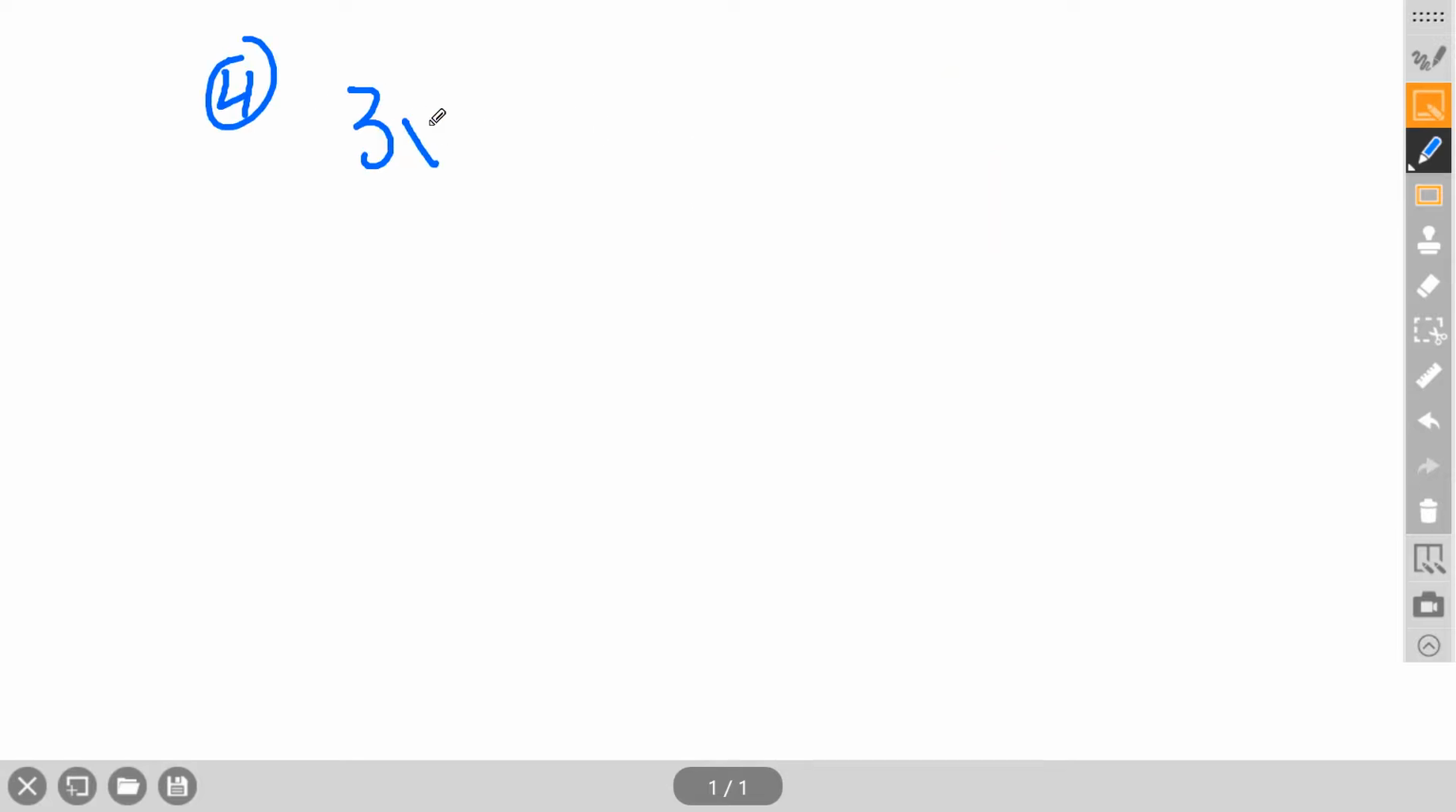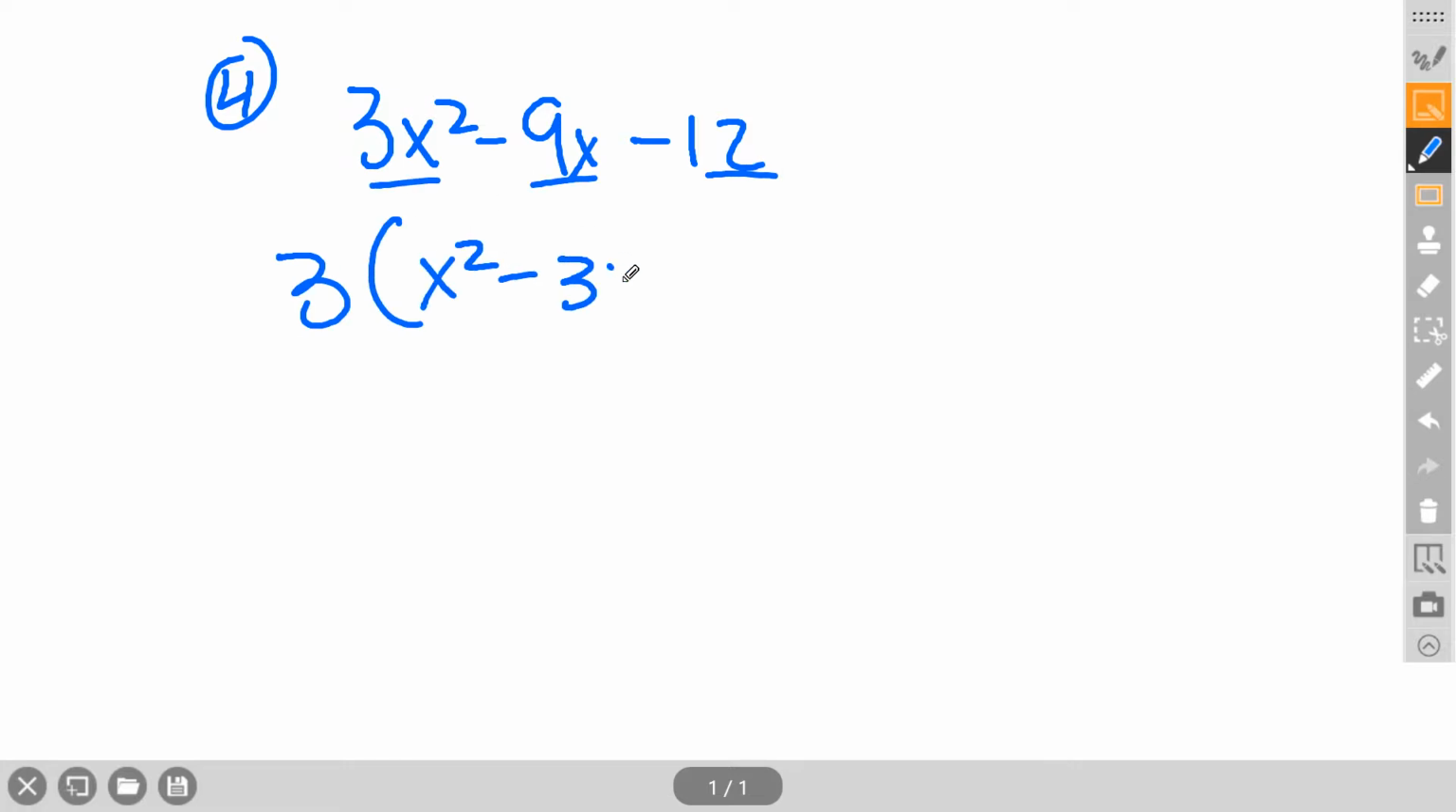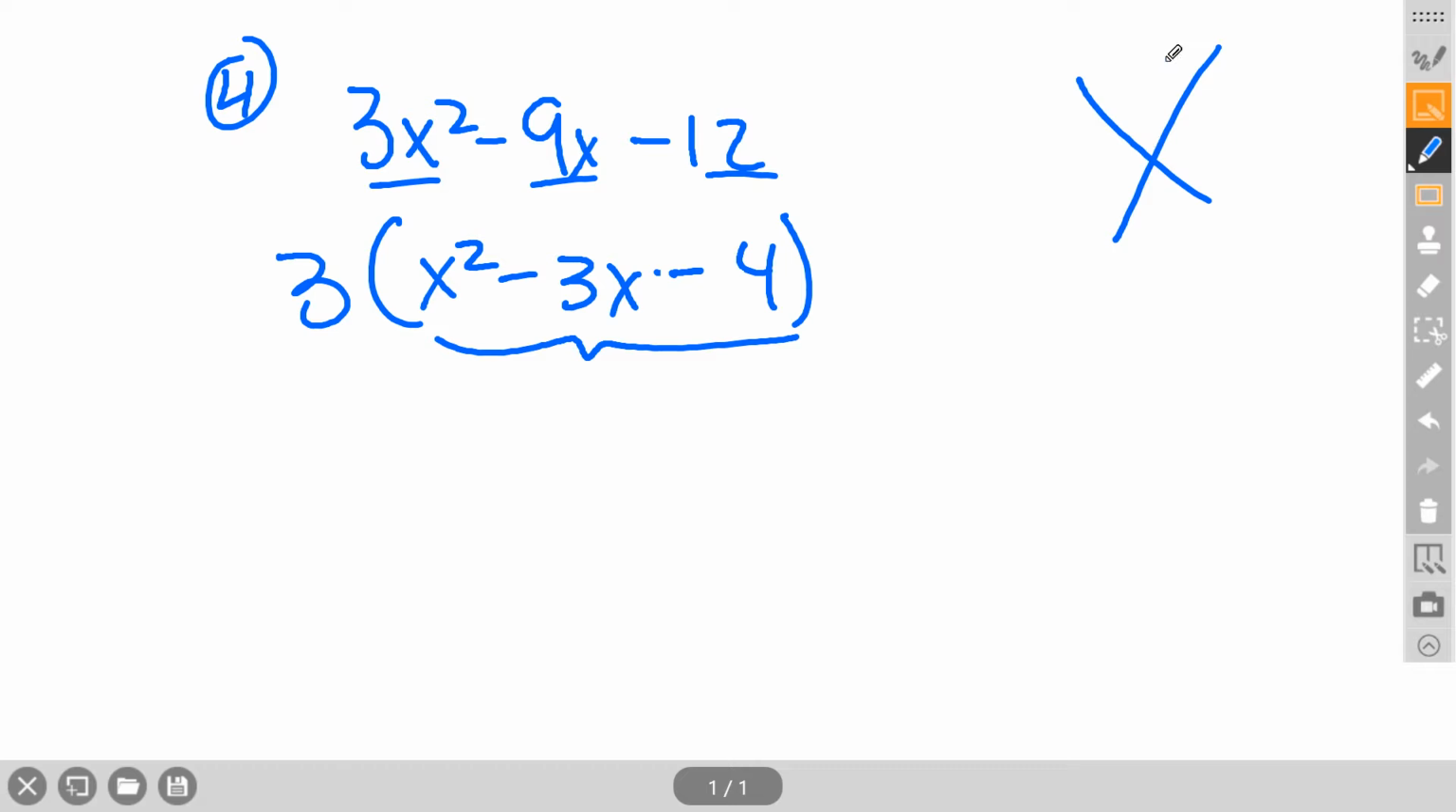Number 4, 3x squared minus 9x minus 12. Let's start by factoring out the GCF, which all of these have a 3 in common. That leaves me with x squared minus 3x minus 4. All right, and then now I can factor this right here. Okay, so a times c is negative 4, b is negative 3.